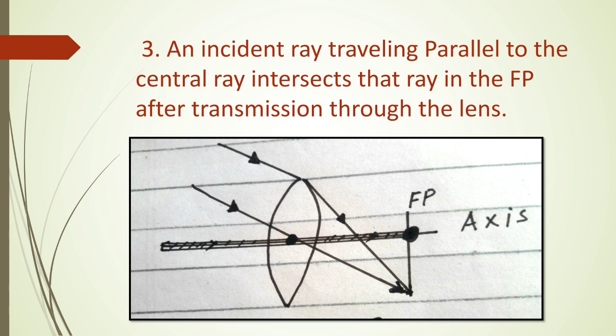This incident ray will be focused to a point in the focal plane, and this point is given by the intersection of the central ray and the focal plane.